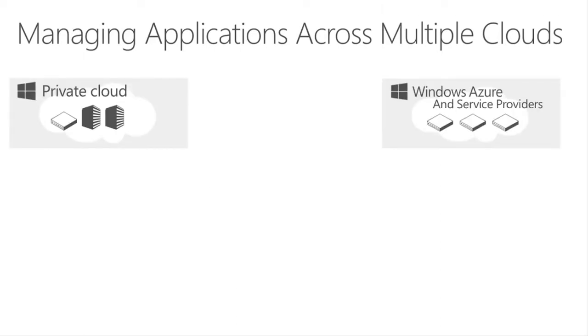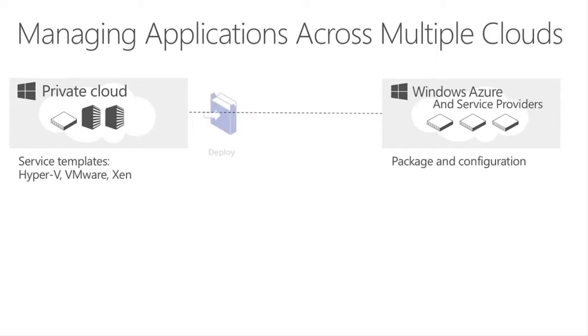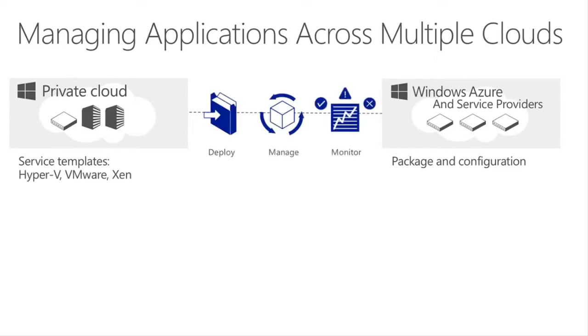We have a private cloud on the left-hand side, which is a Virtual Machine Manager cloud. And then we have multiple hypervisors we support: Hyper-V, VMware, Xen. And then we have a service template model that sits on top of that to deliver our applications. On the right-hand side, we have Windows Azure, or maybe even a service provider, which is a package and configuration model. What we want to be able to do is deploy, monitor, and manage your applications regardless of where they're running.